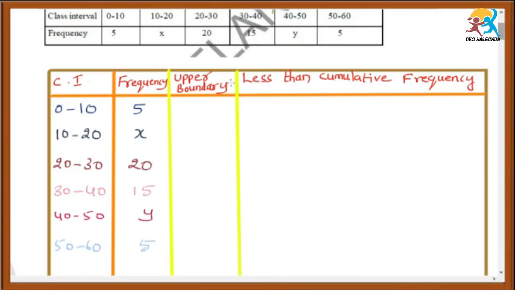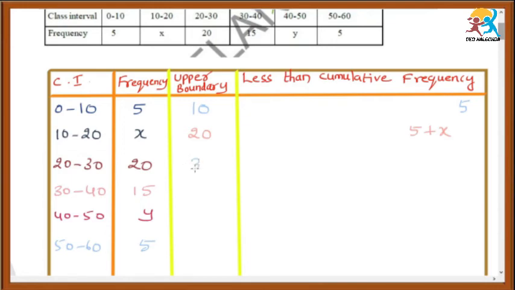If you take the upper boundary, then you just follow the less than cumulative frequency. So in the 0 to 10 class interval, what is the upper boundary? 10. So we have to write the number of students who got below 10 marks. The number of students who got below 10 marks is 5 students. So in the less than cumulative frequency, we have to write 5. And for the second class interval, the upper boundary is 20. So the number of students who got below 20 marks is these 5 students and these x students. So we have to add both, so it will become 5 plus x. Don't write 5x, that is not 5x.